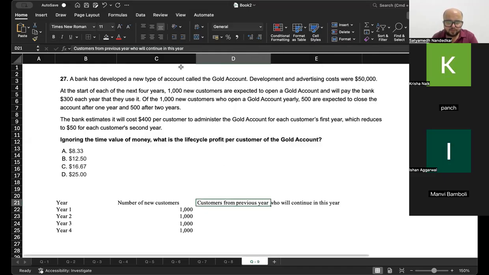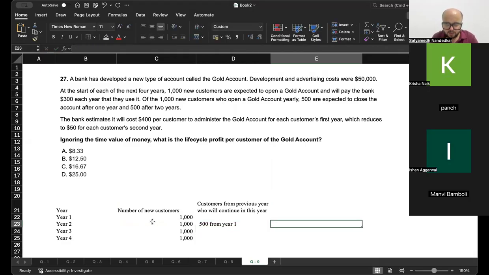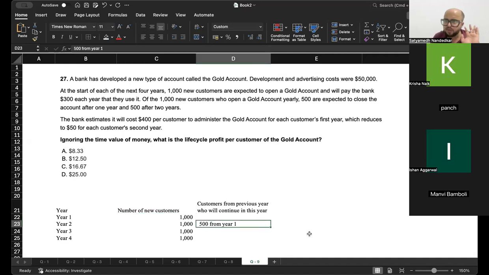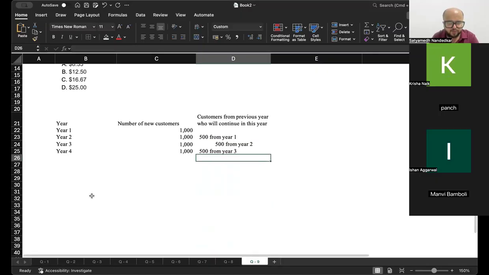Now look at the second column, which is customers from previous year who will continue in this year. Out of 1,000 in the last year, 500 from year one will continue, 500 will close. Then of these 1,000, 500 will continue here. These 500 will then close after year 2. Then in year 2, 1,000 customers opened an account, out of which 500 from year 2 will continue in year 3 and 500 from year 3 will continue in year 4.